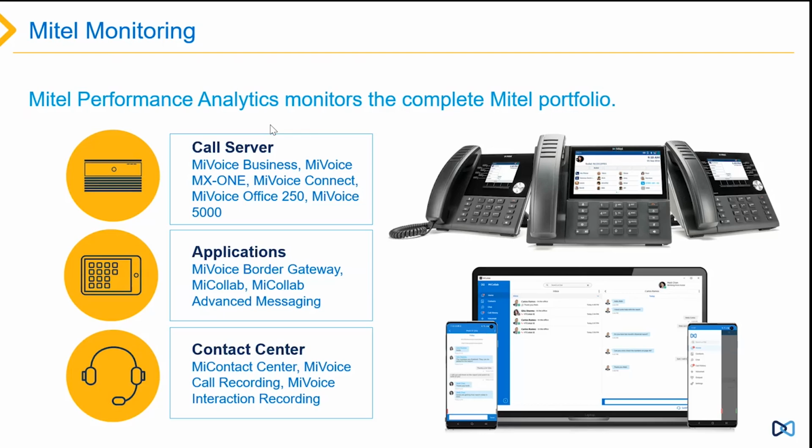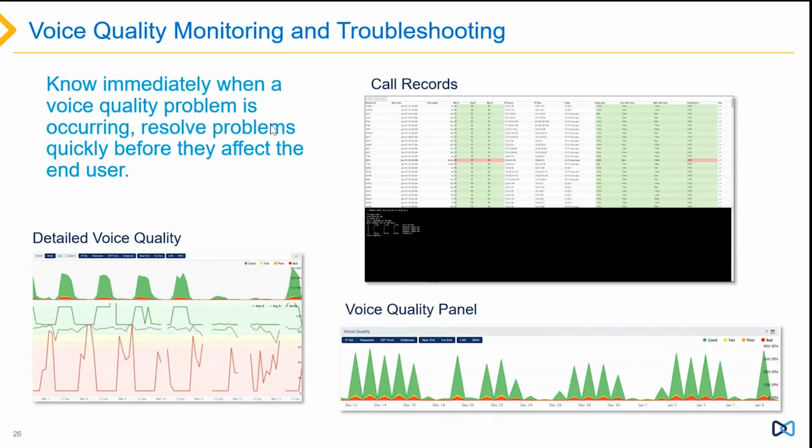Under call servers, you'll notice the MX1 is the second device that is listed in call servers. The applications that we monitor today: the Border Gateway, the MyCollab server, and MyCollab Advanced Messaging. We work with My Contact Center, My Voice call recording, and interaction recording. We are working on integrating with My Contact Center Enterprise Softphone right now. That's something we're working on today, and we're hoping to have that before the end of the year. So that's going to be coming very shortly.